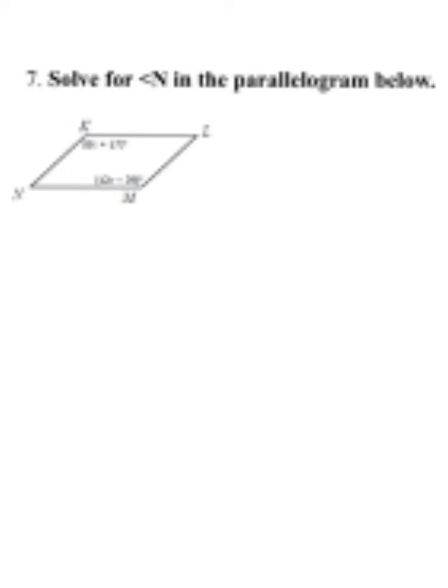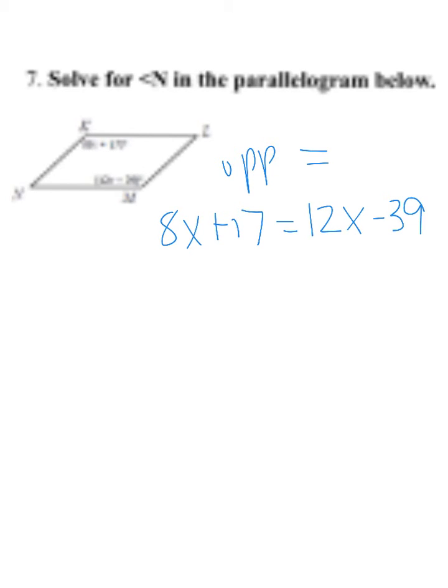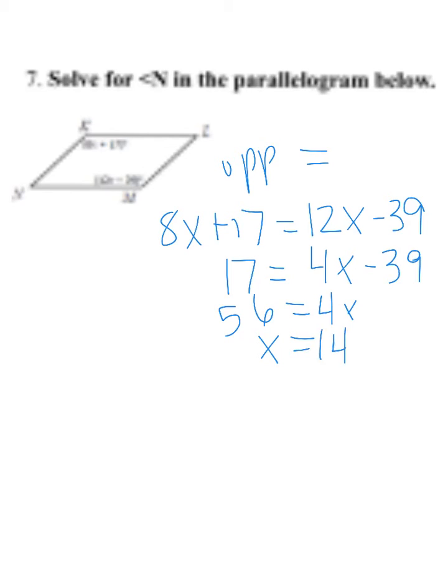So our first problem wants us to find n in the parallelogram below. First thing I'm going to look at is what information am I giving you? I'm giving you angles K and M. They're angles and they're opposite angles. And I know that opposite angles are equal. So I'm going to set them equal. 8x plus 17 is equal to 12x minus 39. I'm going to get all the x's to one side. You get 17 is equal to 4x minus 39. Now we add 39 to both sides and get that 56 is equal to 4x. And finally, we divide and get x equals 14.